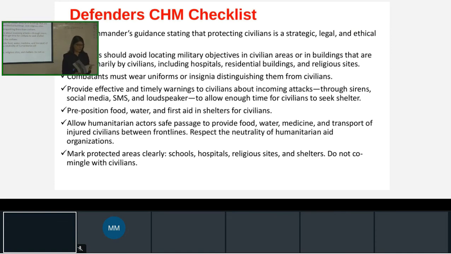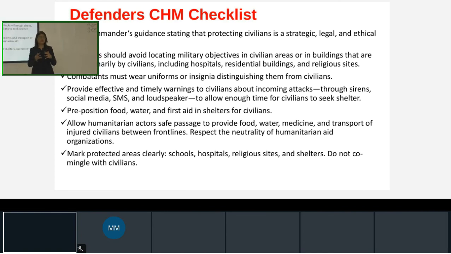Again, this came out of the research, and I've been trying to do a little bit more research on the obligations of defenders to protect civilians from the effects of attack, because Article 57 of Additional Protocol 1 talks about precautions in attack and then precautions from the effects of attack. So the obligation is on both sides, the attacker and the defender.